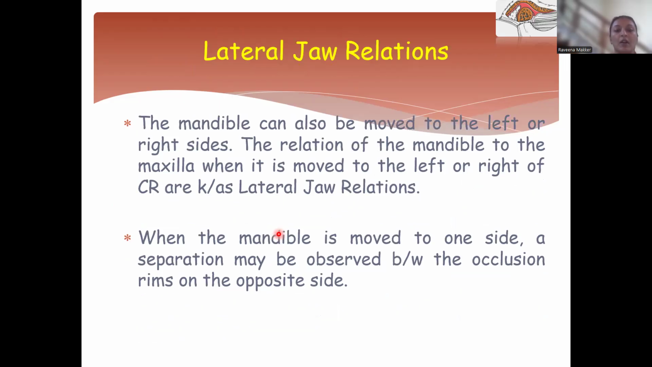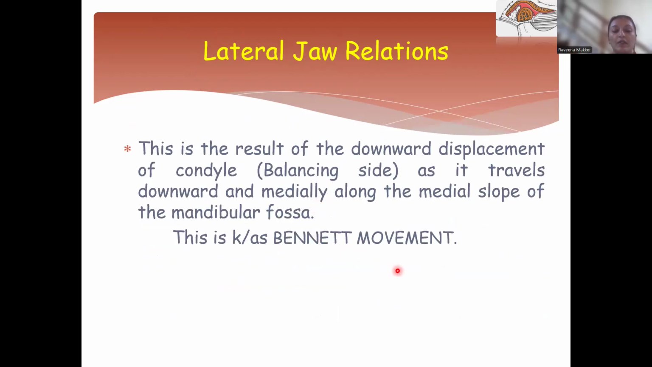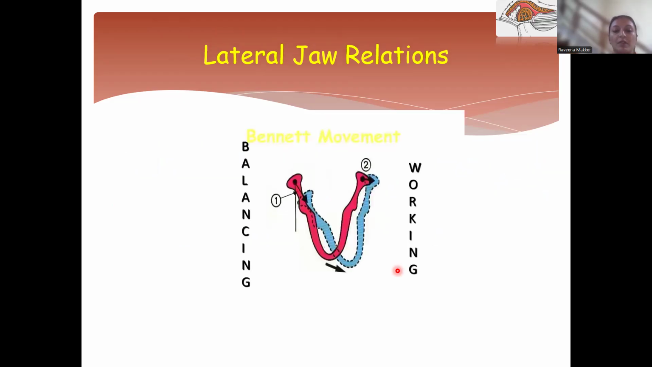Then lateral jaw relation. The mandible can also be moved to the left or right sides. The relation of the mandible to the maxilla when it is moved to the left or right of the centric relation is known as lateral jaw relation. When the mandible is moved to one side, a separation may be observed between the occlusal rims on the opposite side. This is the result of the downward displacement of the condyle on the balancing side, as it travels downward and medially along the medial slope of the mandibular fossa. This is known as Bennett movement. This shows the Bennett movement on the balancing side, where the condyle moves downwards and medially.